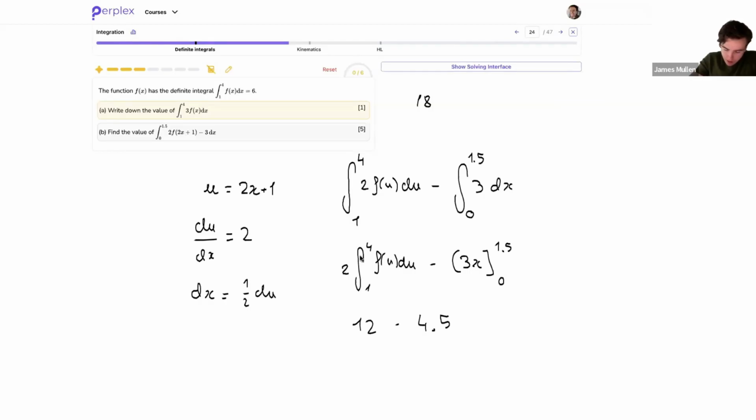And am I forgetting something? Yes, of course I'm forgetting something. That was silly. I forgot that dx is equal to half du, so I need to have it over 2 here. So that's not supposed to be 12, that's supposed to be 6. And that gives me 1.5. Okay?